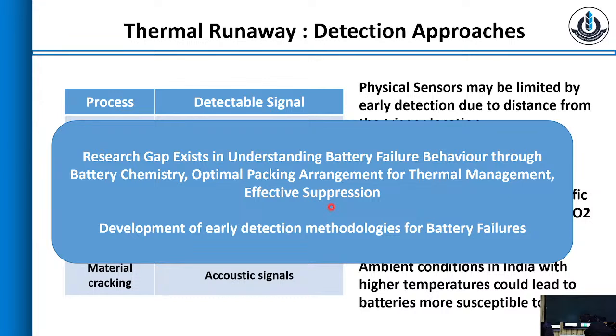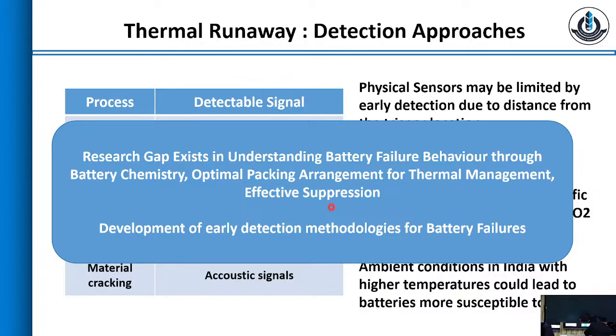Then again, finding effective suppression technology. Just dousing your batteries with water does not help, because it is going to damage the electric circuit, and there are also chances of reignition of the battery after some time. So what kind of suppression methodologies can be implemented that extinguish battery fires effectively is still an area to look into. And finally, early detection methodologies for battery failures is again an area, especially looking at the material integrity of the battery and associating it with battery health.